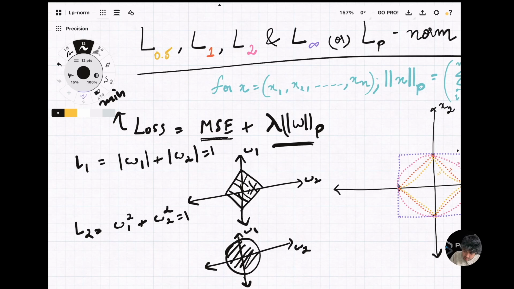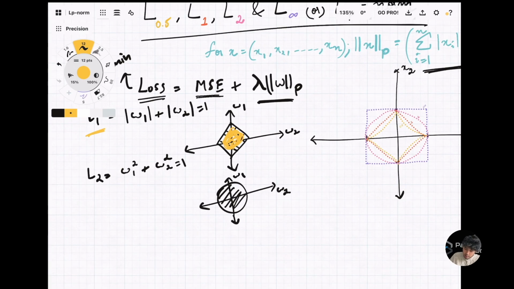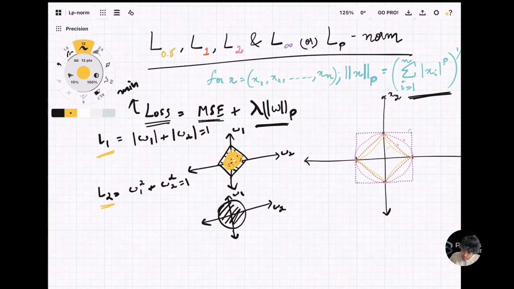We want to find a loss, but we also want our weights to be inside this region, right? When we're talking about L1. When we're talking about L2, we want to find a loss, but not just any loss.